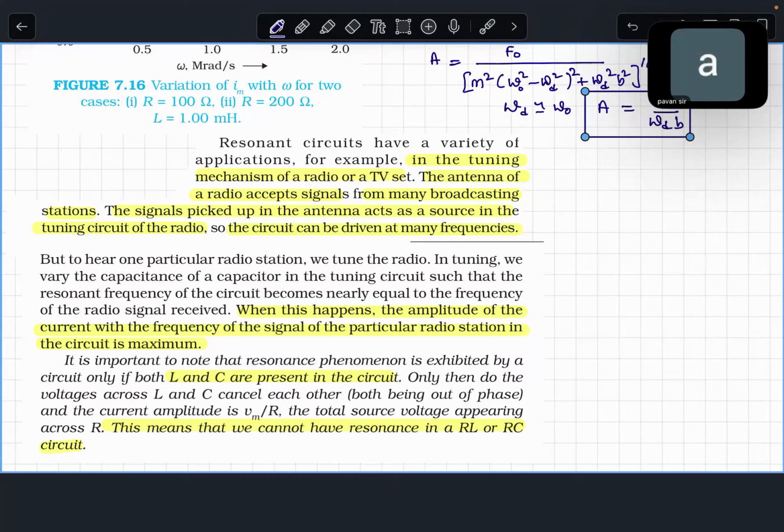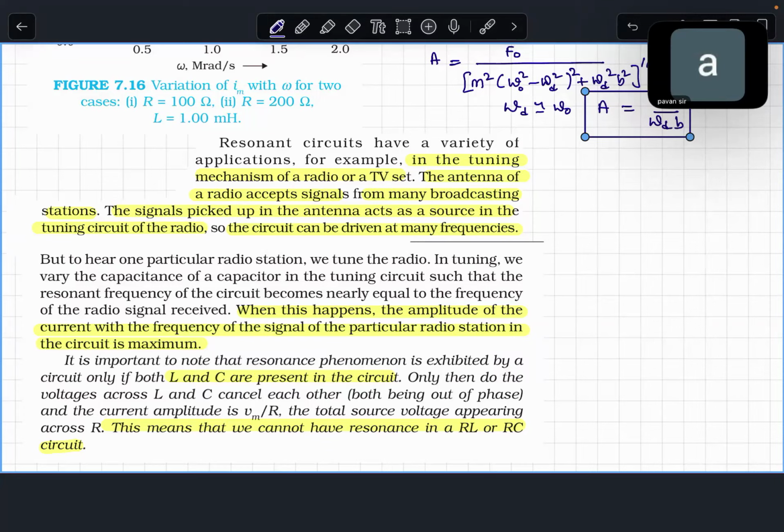The antenna of a radio accepts signals from many broadcasting stations. The signals picked up in the antenna act as a source in the tuning circuit of the radio, so the circuit can be driven at many frequencies. But to hear one particular radio station, we tune the radio. In tuning, we vary, in fact, the capacitance of a capacitor in the tuning circuit.